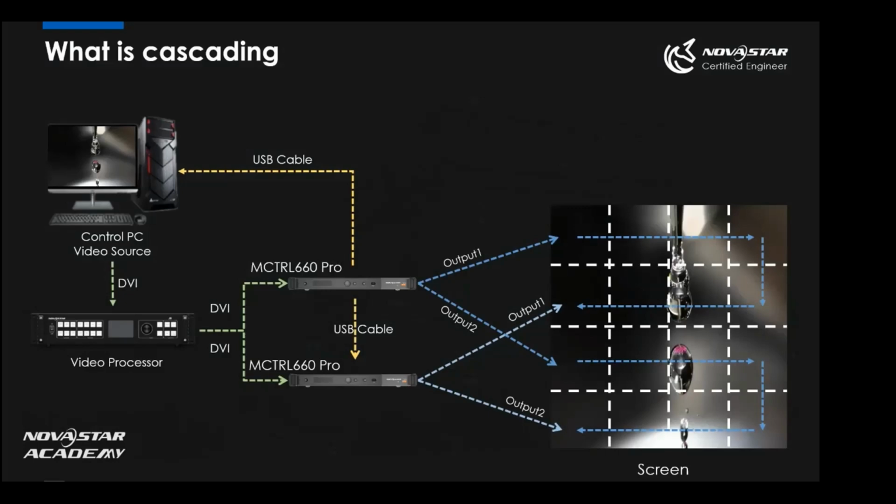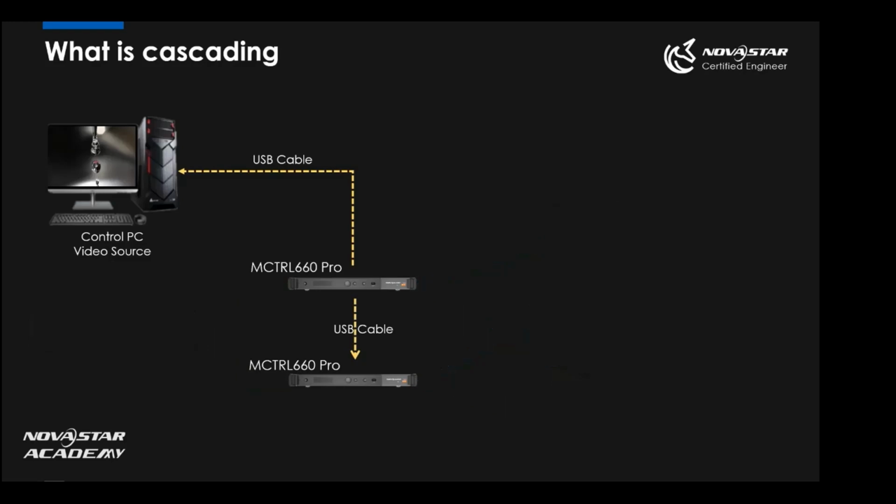So this is an LED control system. And we notice that there is one more USB cable connecting the control PC with the sending card, and the first sending card connects the second sending card as well. So this is what we call cascading.